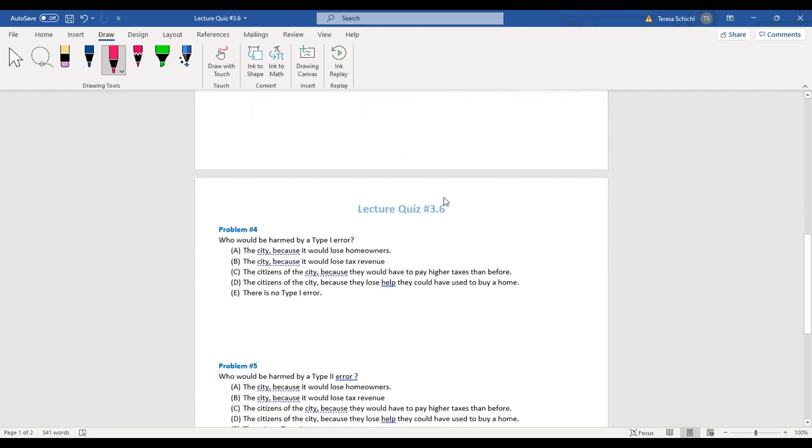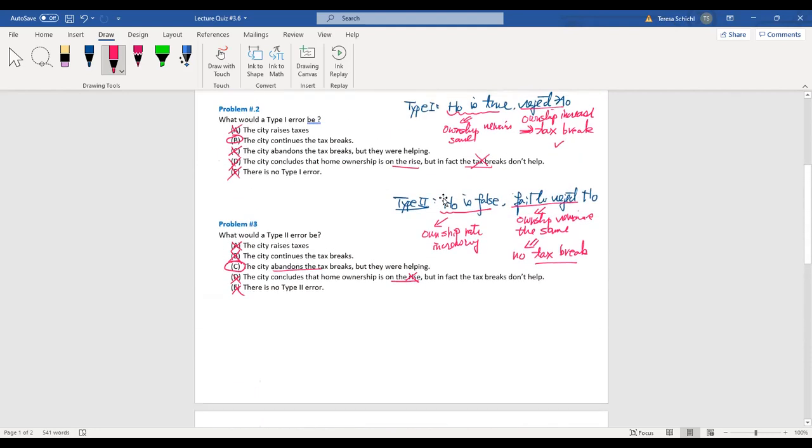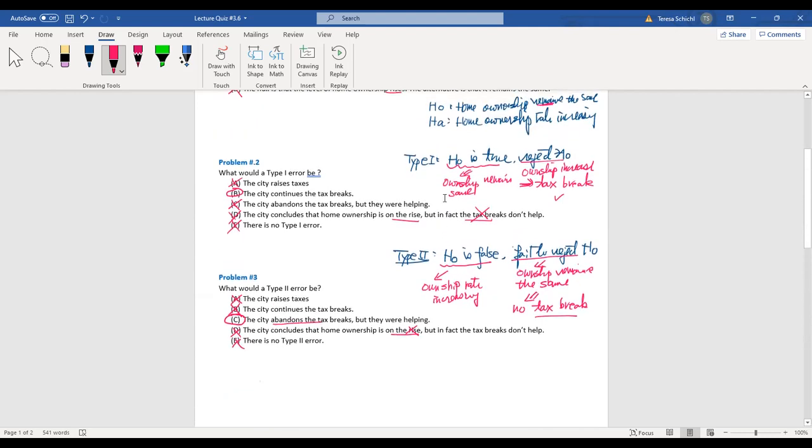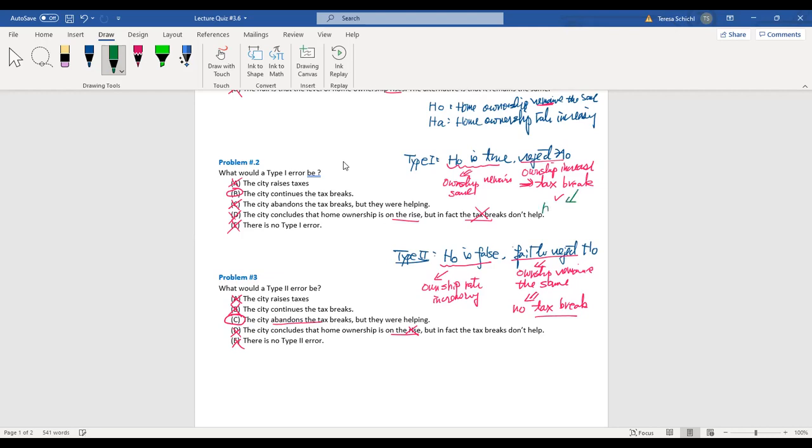What would be harmed by a type 1 error? All right, so let's take a look here. This is the type 1 error, right? Okay, so let's see what will be the harm caused by the type 1 error. Type 1 means the ownership remains the same, but we are saying the city thinks ownership increased, so we give them the break. So what is the disadvantage or the harm when you make this decision? The city is going to lose money, right? So the impact is to the what?